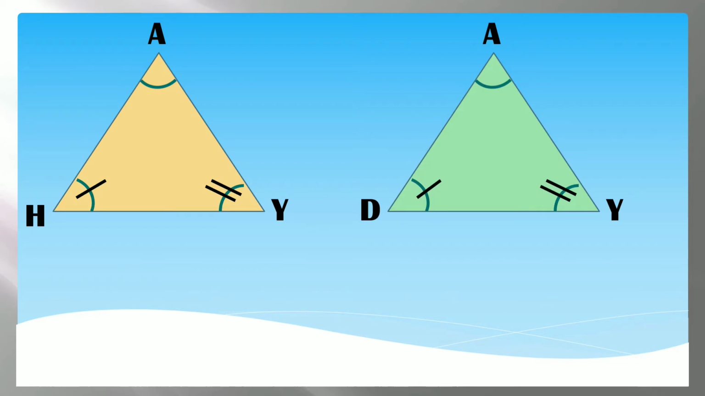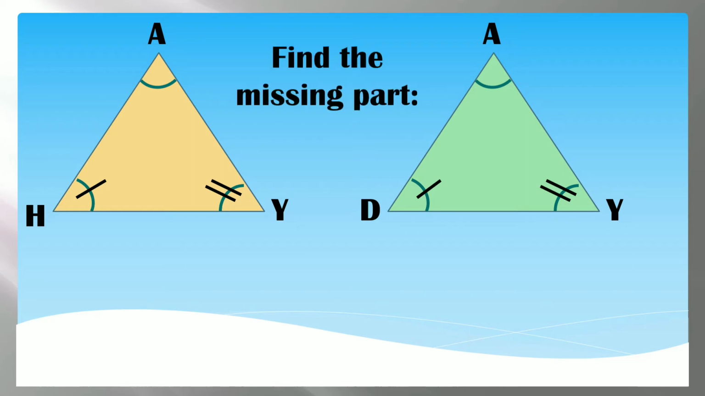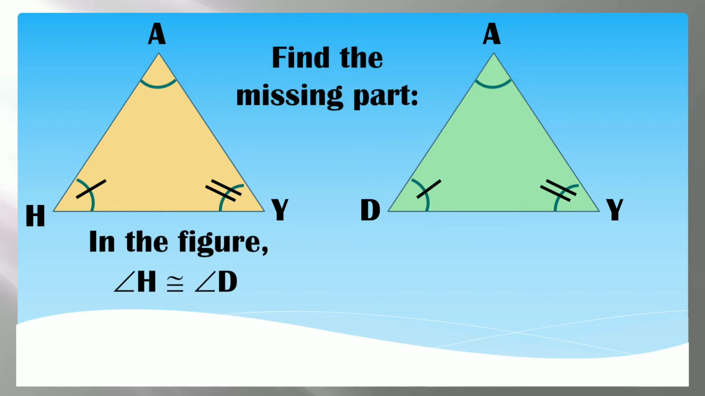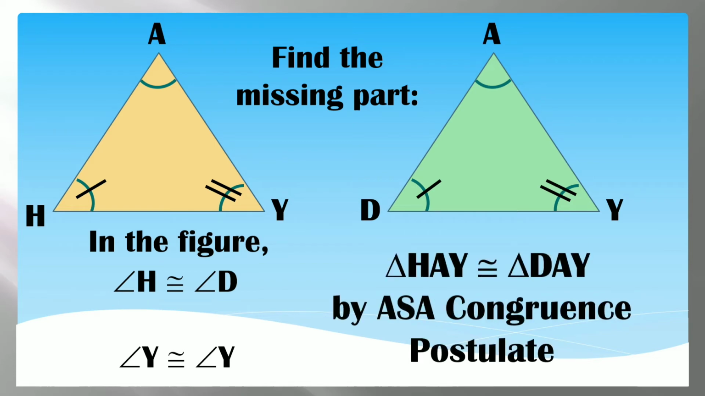So, let's have another one. So, triangle HAY and triangle DAY. So, find the missing part. So, in the figure, angle H is congruent to angle D. Angle Y is congruent to angle Y. So, triangle HAY is congruent to triangle DAY. So, by ASA congruence postulate. So, we have A, angle, S, side, and angle. So, what will be the missing part? So, we have angle, we have another angle. So, the missing part is side.